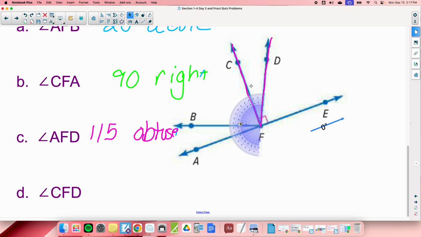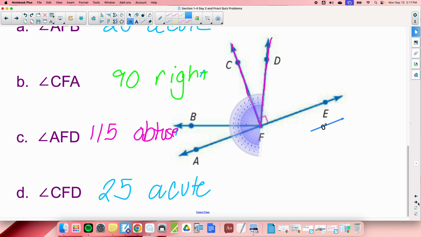That looks to me like it's 25, right? So if I said 25, what kind of angle is that? Acute. And if you said 30, that's fine too. Do you get that?